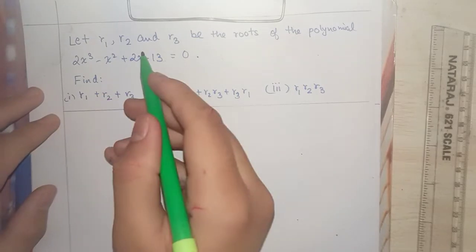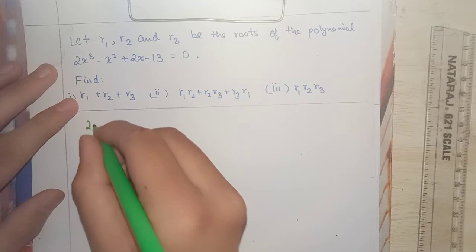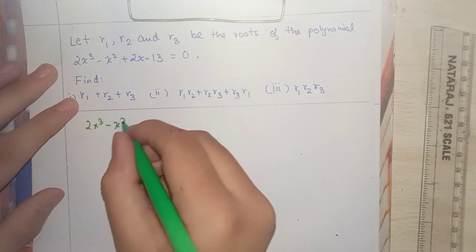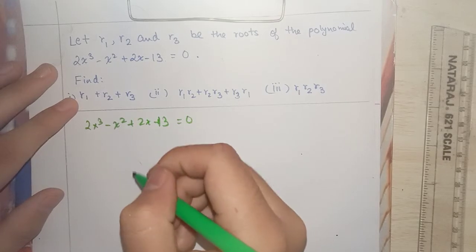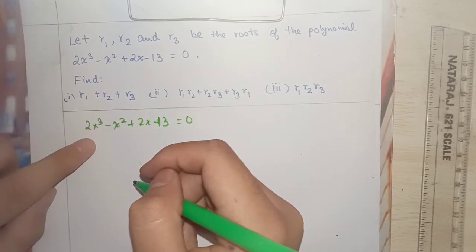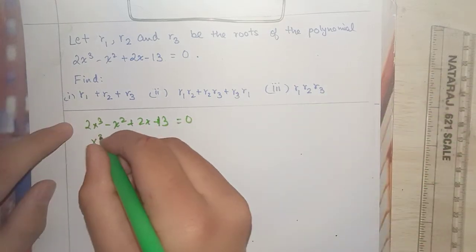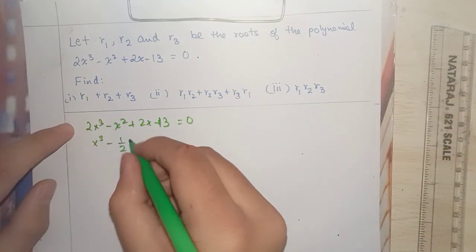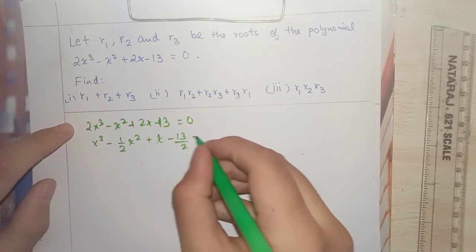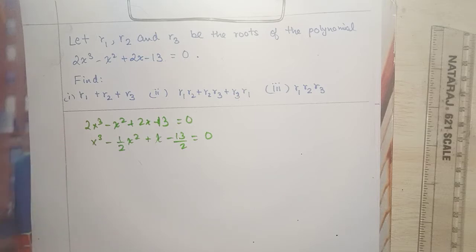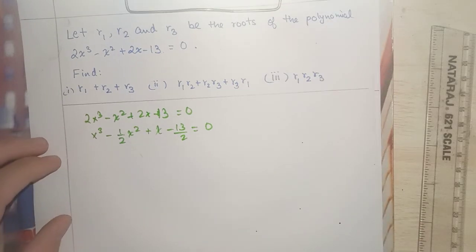Alright, so r1, r2 and r3. First let us think about the polynomial. 2x cubed minus x squared plus 2x minus 13 is 0. Well, we don't like the 2 in front, so we'll divide both the sides by 2. So the polynomial becomes x cubed minus half x squared plus x minus 13 by 2 equals 0. Nice, looks much better. And we'll be working with this polynomial.